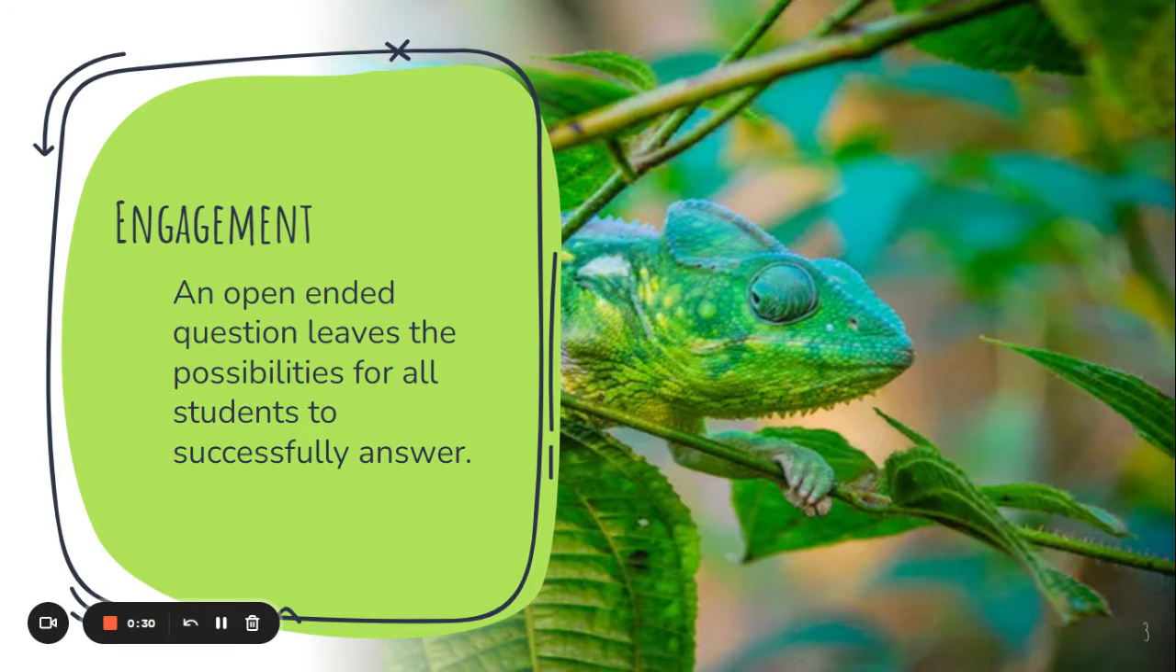So the first way that what do you notice helps in our classroom is with engagement. Many times we experience the same student or students answering our questions. We want to ask an open-ended question such as, what do you notice? Because it leaves the possibilities for all students to answer it successfully. We want to build on our students' observational skills and their natural ability to see something important. Remind students that there is no right answer, and as a teacher, you want to accept all responses.